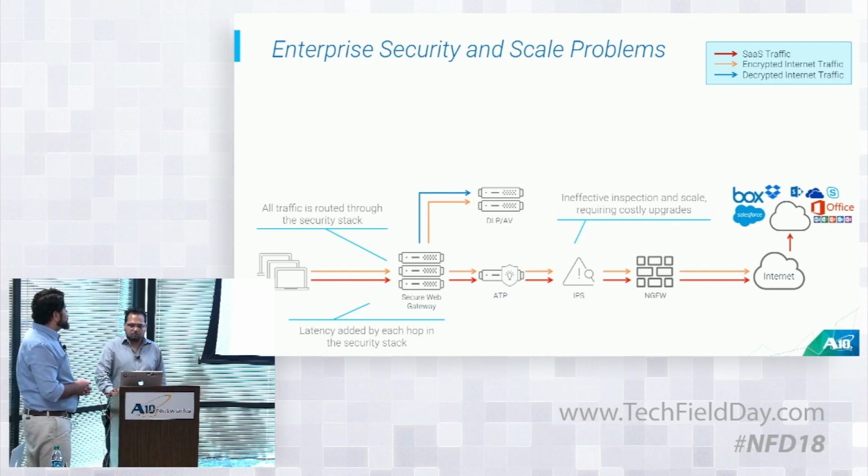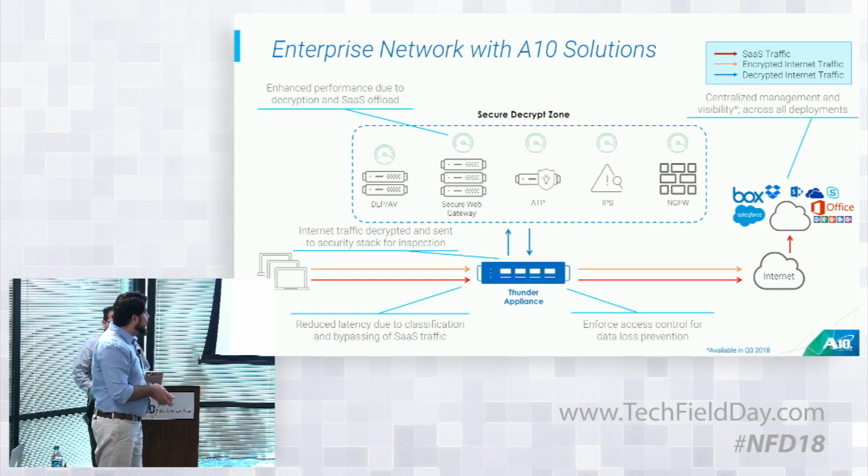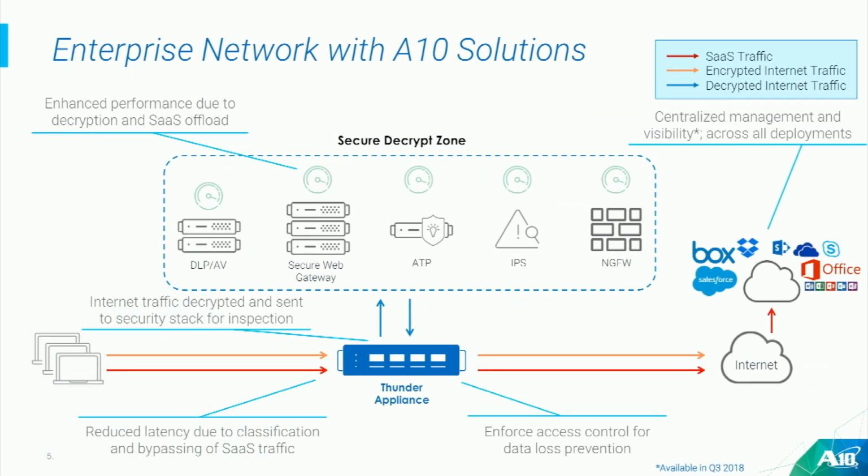So how does A10 solve these problems? What we did is we take your security stack and push it into a logical secure decrypt zone, and our Thunder device will take in all the traffic. It will classify it into SaaS and non-SaaS. The non-SaaS traffic is simply going to be decrypted and sent out to the security devices in clear text, so that security devices can just inspect it without having to worry about decryption and re-encryption. So that, in effect, also boosts the performance of these security devices.